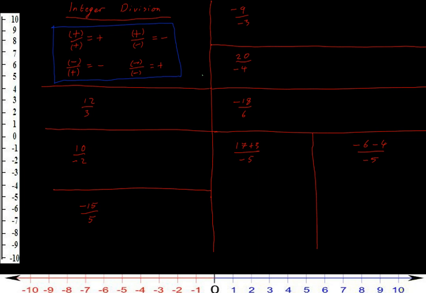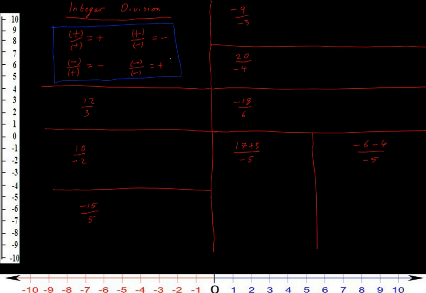Hello, now we're going to have a look at dividing integers, and as we talked about before, this is going to follow exactly the same general rule as multiplication of integers. So a plus divided by a plus is going to give a positive number, a plus divided by a minus will give a minus, a minus divided by a plus will give a minus, and a minus divided by a minus will give a plus.